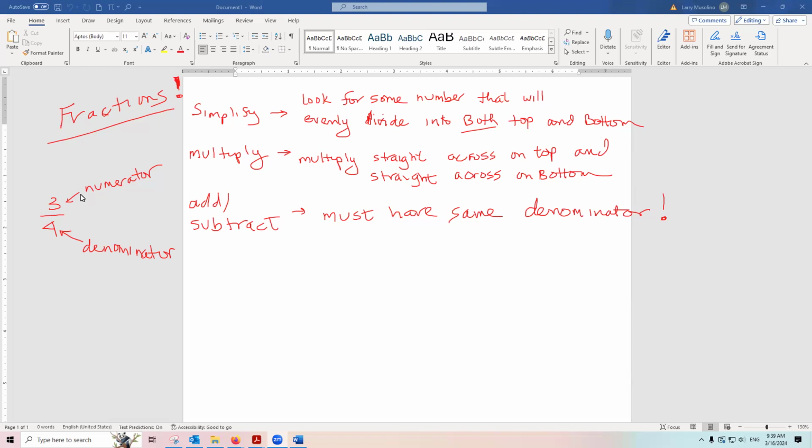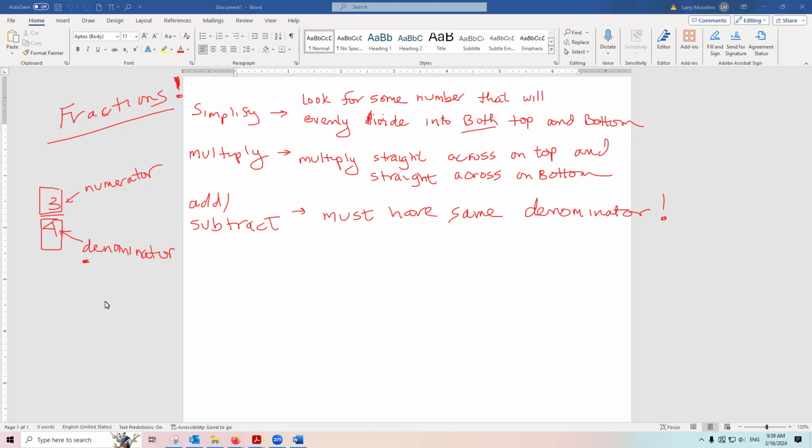When you're working with a fraction, the top number is called the numerator. The bottom number is called the denominator. You can remember that because denominator starts with D. Think of D as down. So the number down on the bottom is the denominator.